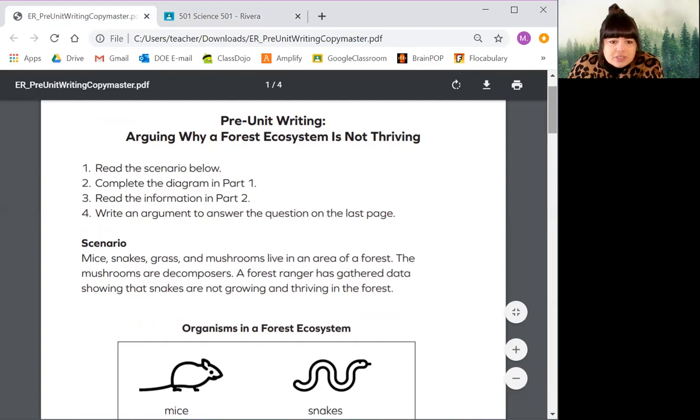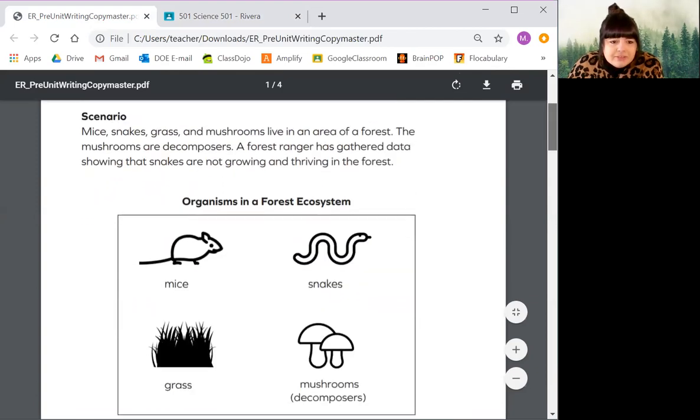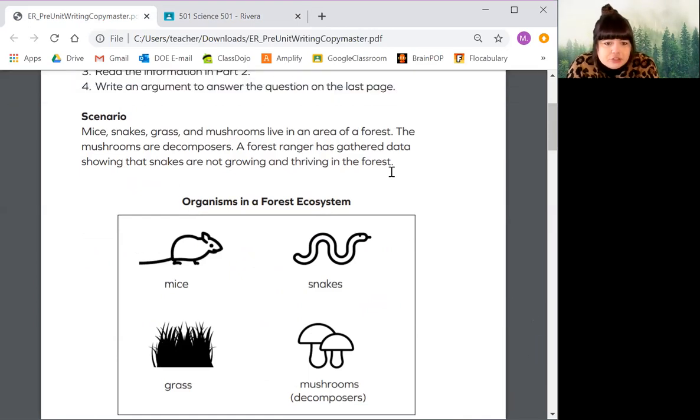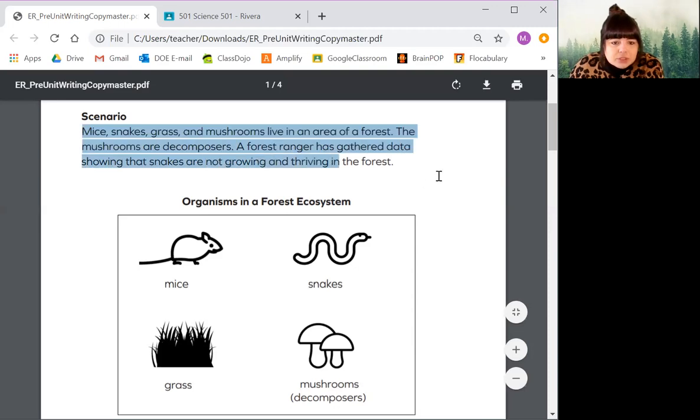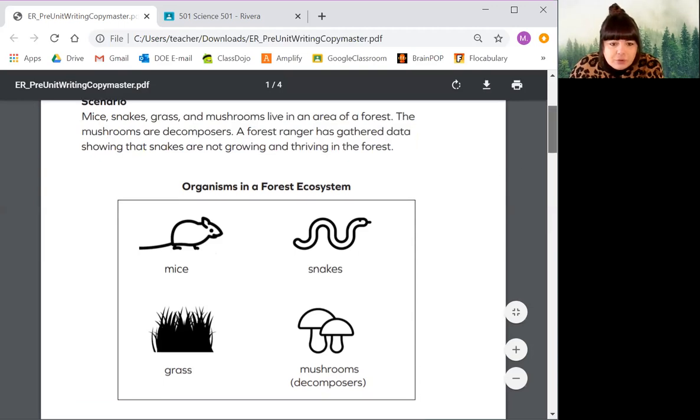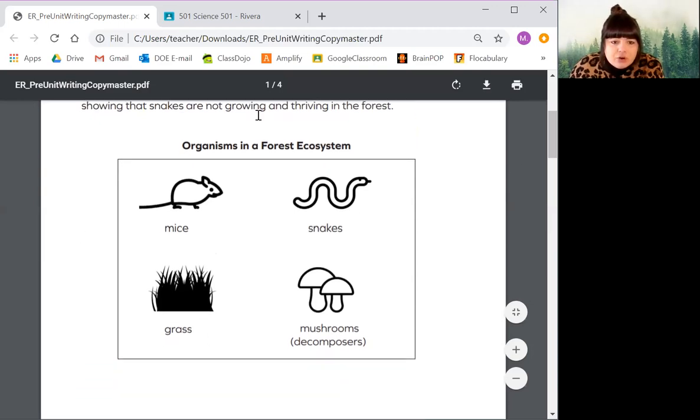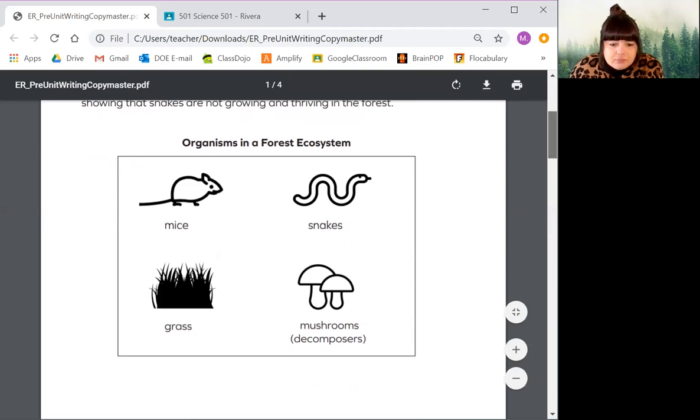So the first scenario that's given, it says mice, snakes, grass, and mushrooms live in an area of a forest. The mushrooms are decomposers. A forest ranger has gathered data showing that snakes are not growing and thriving in the forest. Okay, so these are all of the organisms in the ecosystem. That's page 1.